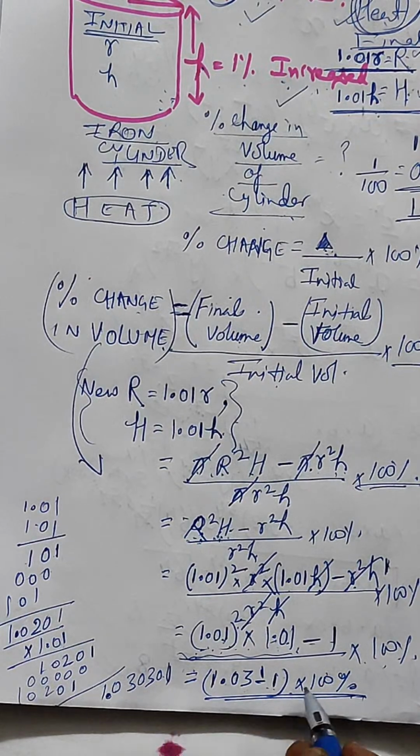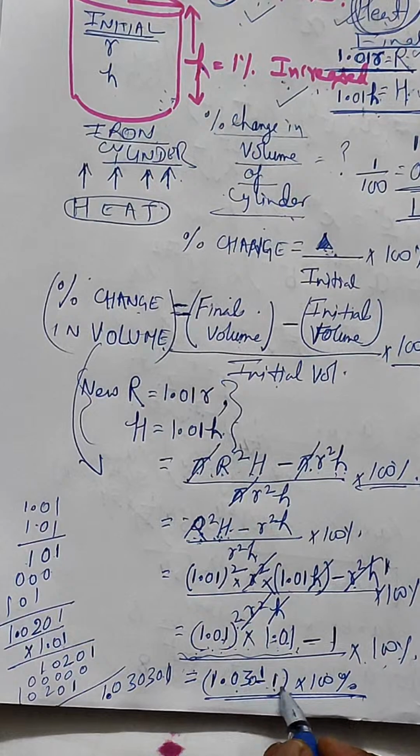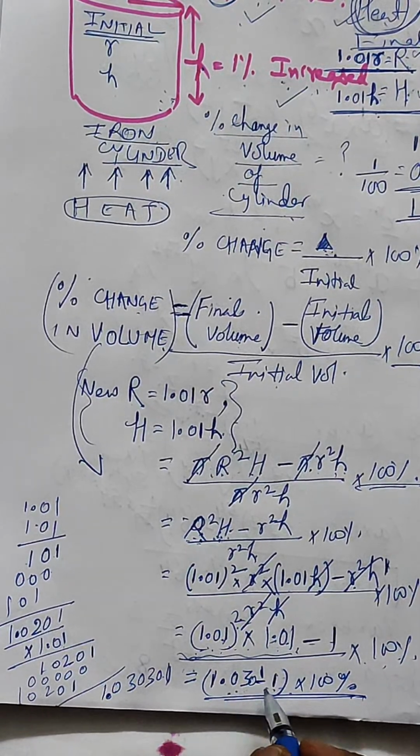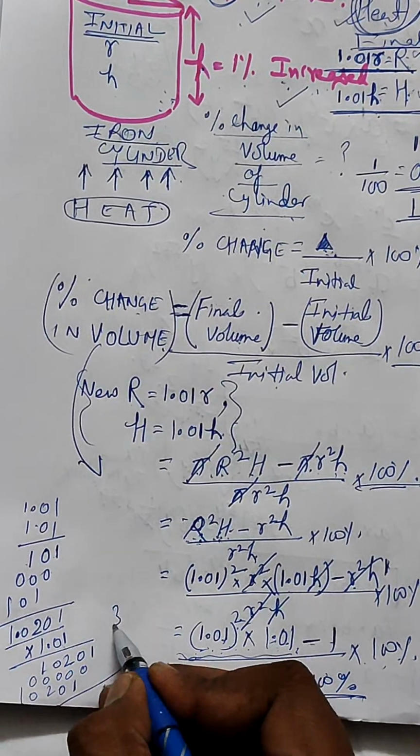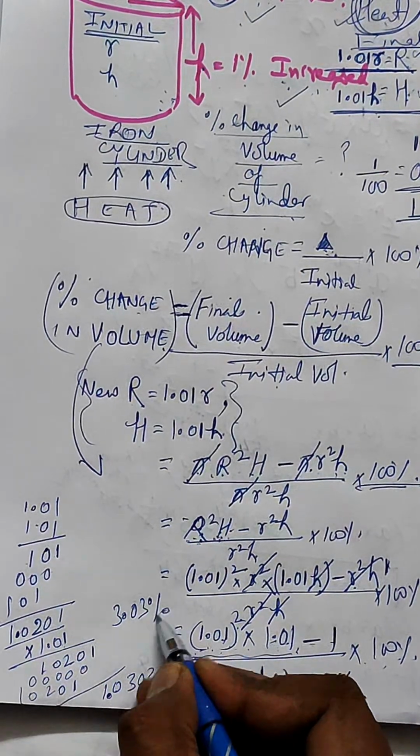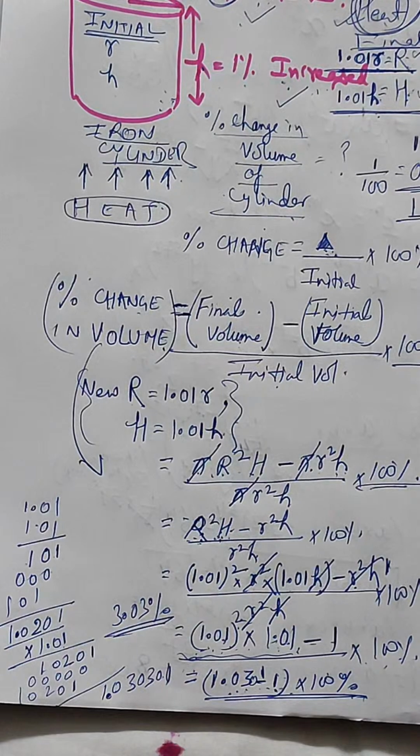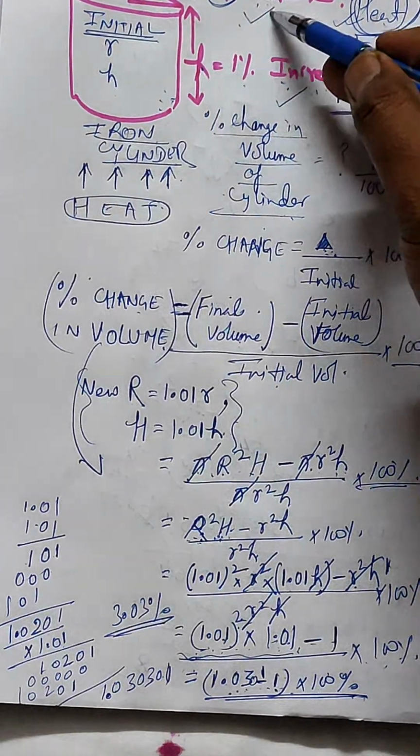So 1.030, where you subtract 1 from it, you will get 0.03. So you will be observing a 3.03 percent volume change after heating, when the height and radius of the cylinder are increased by 1%.